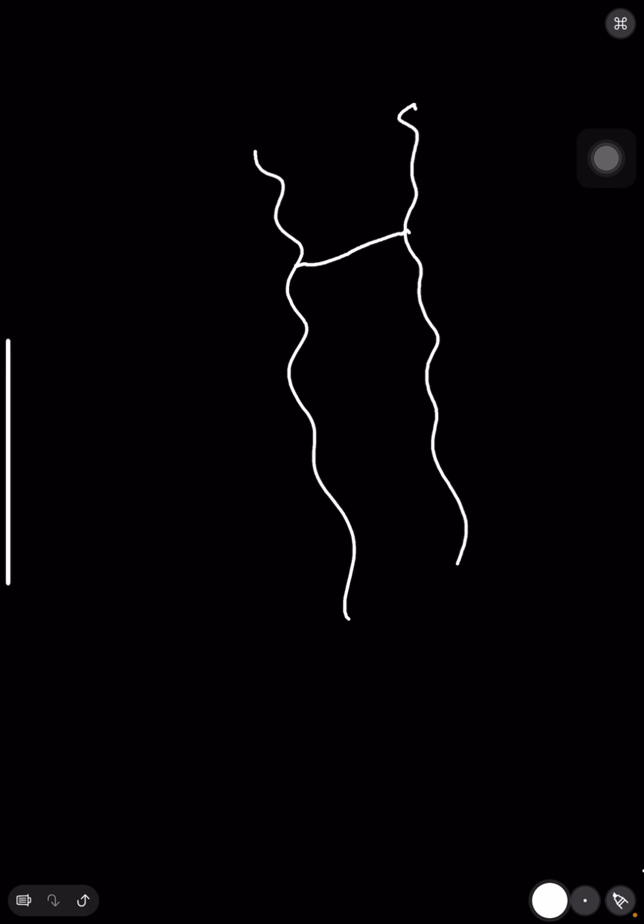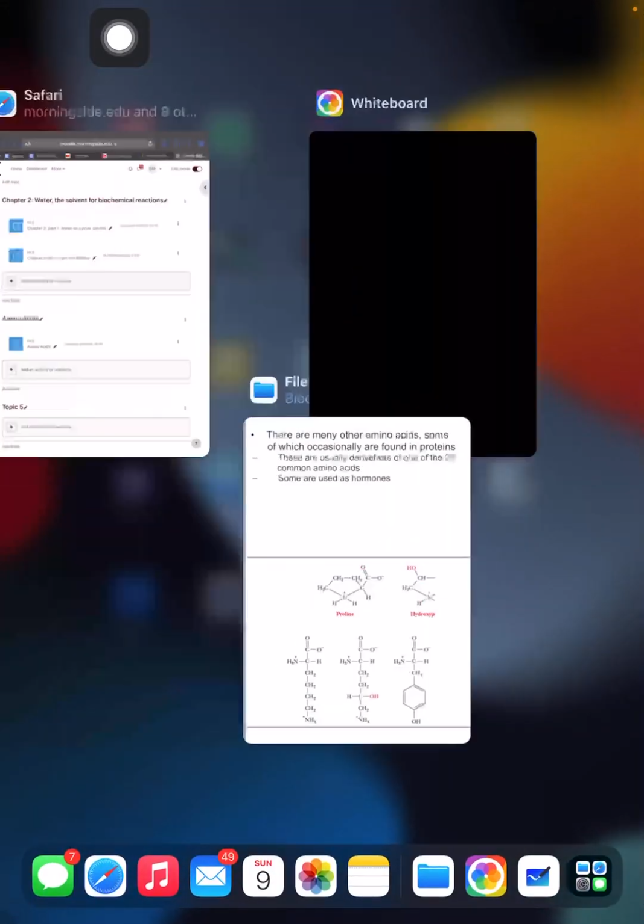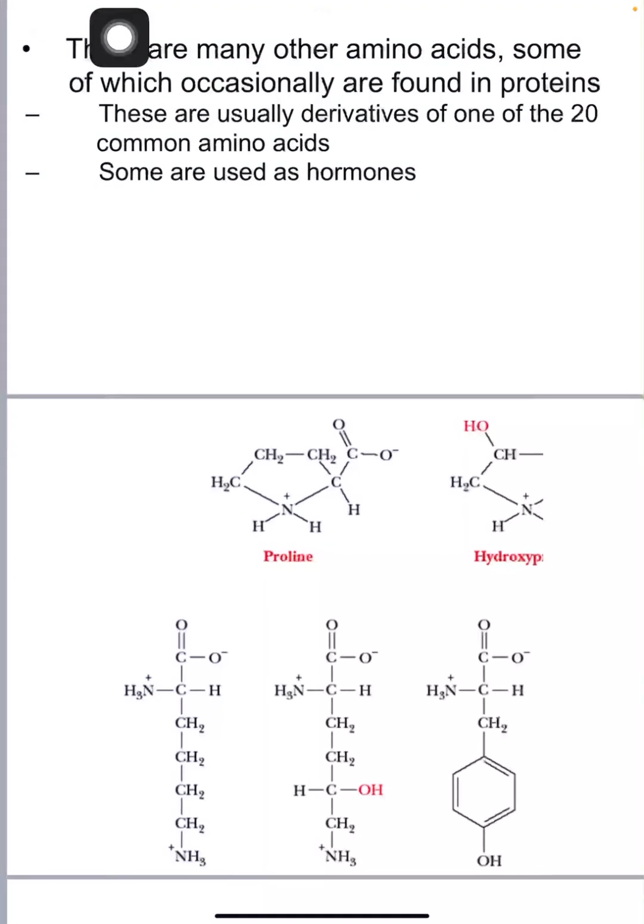Another amino acid that's not present even on our 20 member list. One second. Come on. There we go. Thyroxine is an important one.